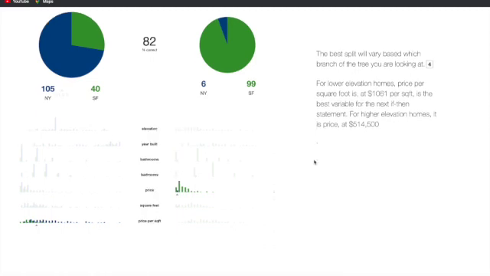For lower elevation homes, price per square foot at 1061 dollars per square foot is the best variable for the next if-then statement. For higher elevation homes, it is priced at 514K dollars.